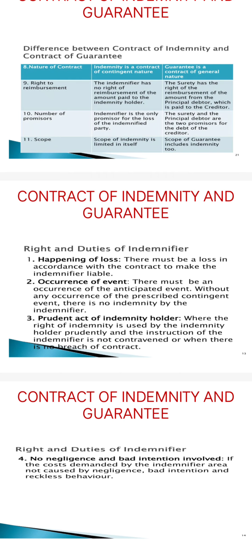Next, number of promises. In indemnity, the indemnifier is the only promisor for the loss of the indemnified party. In guarantee, the surety and the principal debtor are the two promisors for the debt of the creditor. Last difference is scope. The scope of indemnity is limited in itself. In guarantee, the scope of guarantee includes the indemnified too.